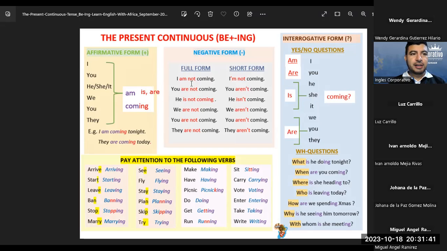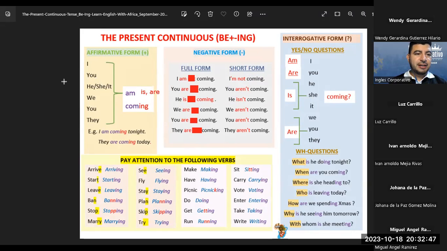La negativa simplemente va a tener el not. I am not, you are not. Pero supongamos que esta es la positiva, ya que no tenemos una... Sorry, this is not available. A menos que... Ok, si suprimimos acá, por ejemplo, el not, simplemente nos vamos a dar cuenta que estas son las positivas, ¿ok? Porque el not son las que las hacen negativas, ¿verdad? Entonces, veamos acá. I am coming, you are coming, he's coming, we are coming.